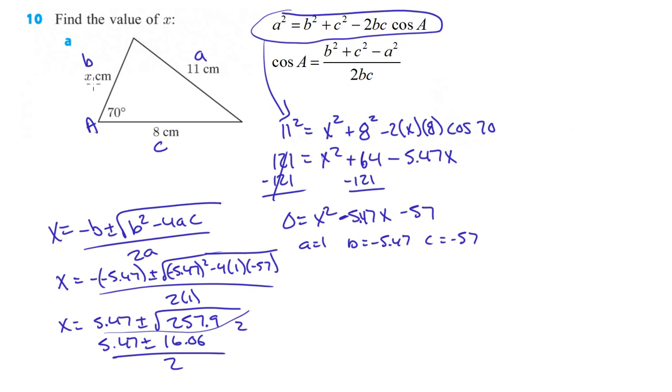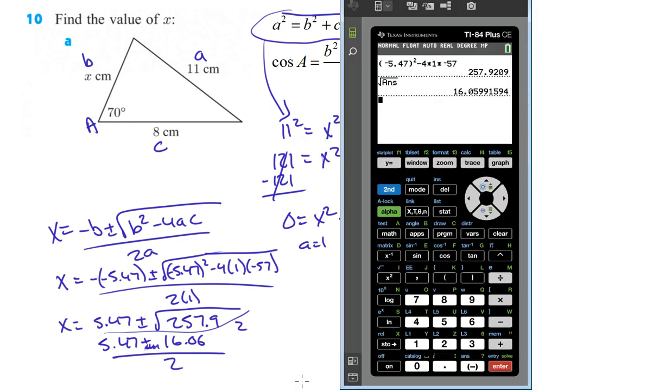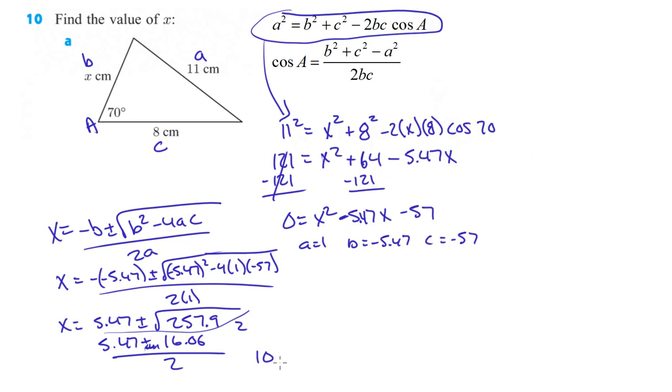We know that this has to be positive, so minus isn't going to help us out. So we're going to do 5.47 plus 16.06, divide by 2, and we get 10.765, which is the correct answer for that one, centimeters. Again, that's a tough one, but that's okay. Tough is good. That's really all we have for the 8C assignment. If you have any questions on any of this stuff or anything else, please feel free to ask. Thanks.